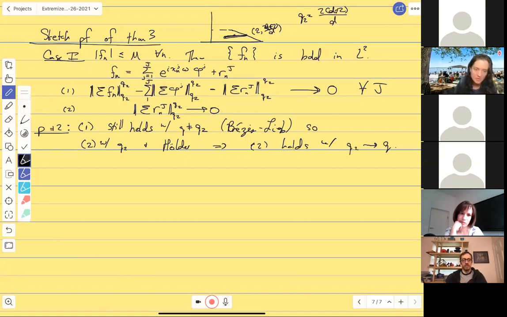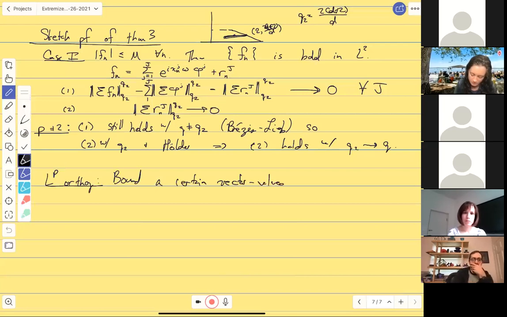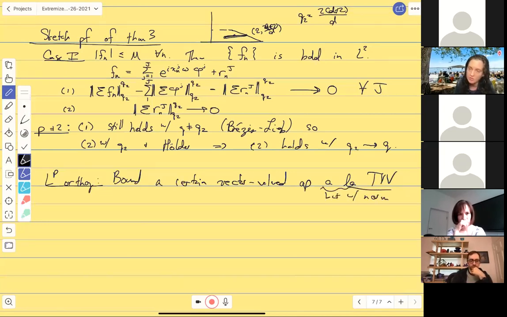And so the L^p orthogonality result follows by bounding a certain vector valued operator à la Tao, Vargas and Vega. The only difference is we need the norm to be 1, and that uses Fourier decay of the extension of 1.